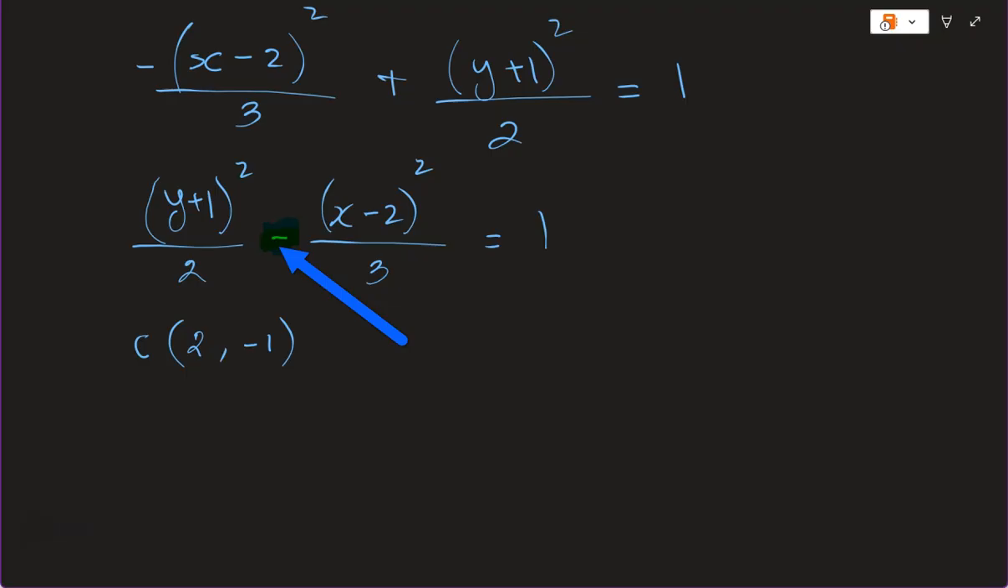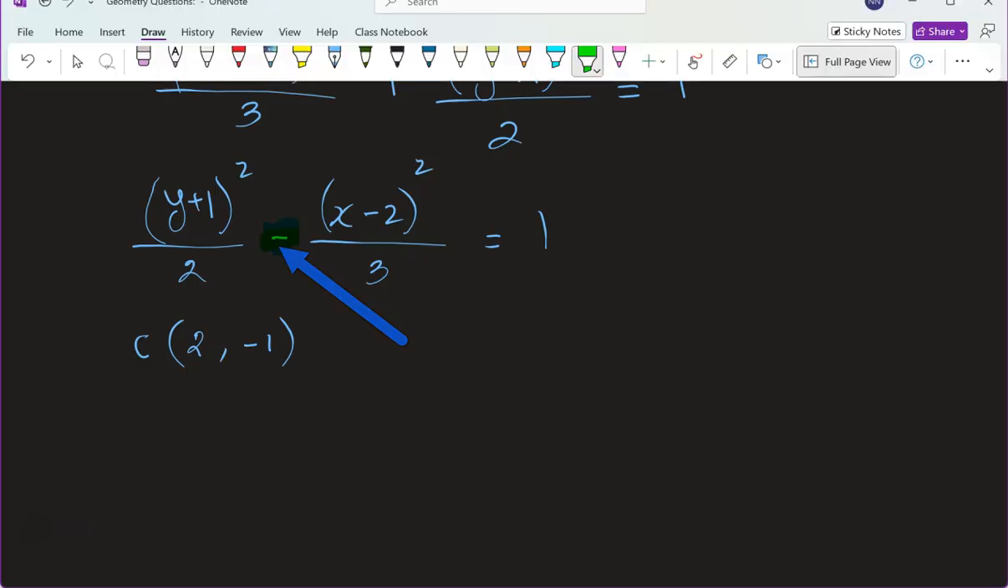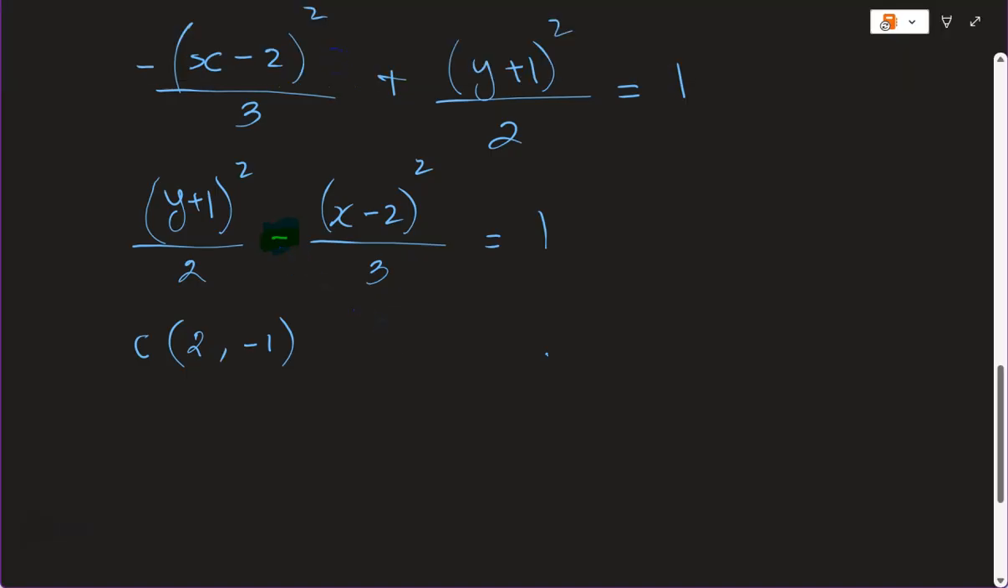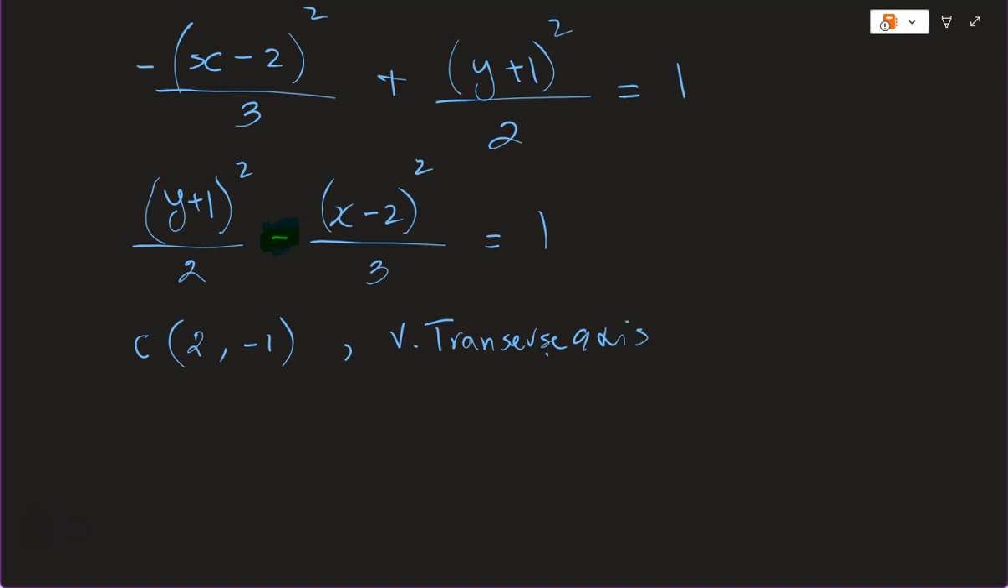Then the next thing that we need to do is look at the length of the transverse and conjugate axes. So here we go. First of all, what is the transverse? We have a vertical transverse axis. The length of that is the square root of 2, because you take the square root of the denominator of the term, and then multiply by 2. So 2 root 2 is the length of the transverse axis.